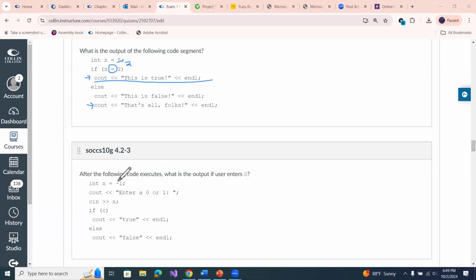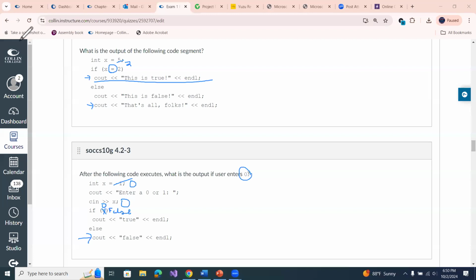Okay, and the second one here, it says enter a 0 or a 1. cin X. It says after the following code executes, what is the output if the user enters 0? Okay, so if the user enters 0 here, this -1 goes away and it becomes 0. And it says if, I think this is an error. This is supposed to say if X, because there's no C, okay? So it's going to say if 0. Well, 0 is false. That is what 0 is. So if false, we do this line right here.